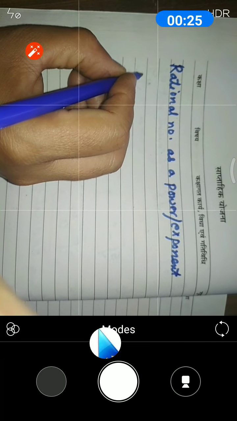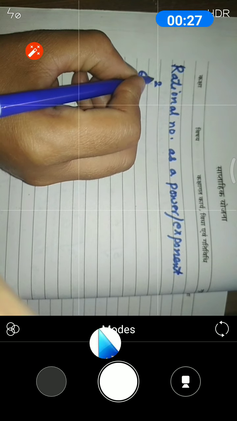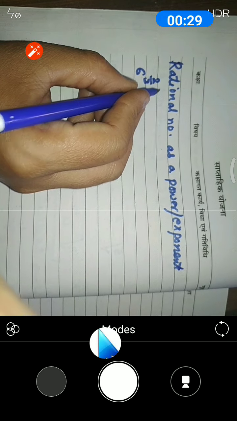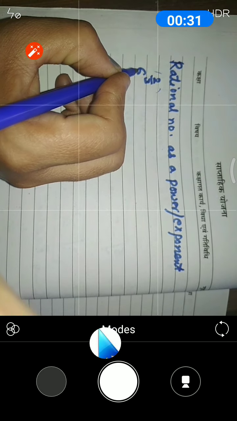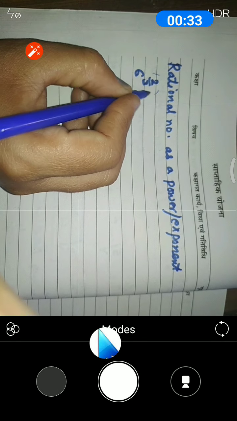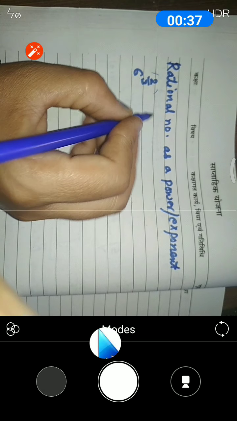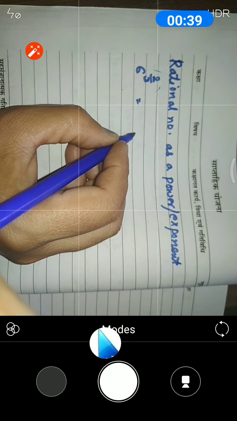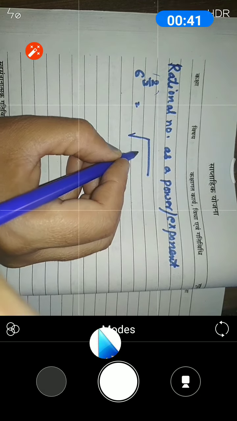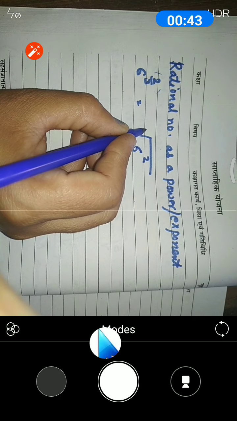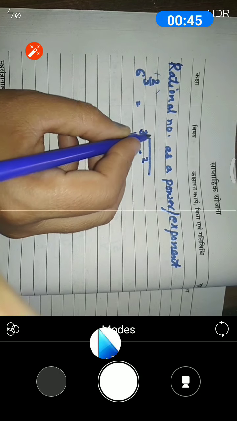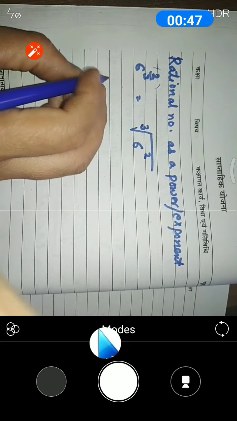For example, we have 6 raised to the power 2 by 3. Look, this is a number with a rational number as a power, or the power is in a rational form or in a fractional form. So we will write this number as the cube root of 6 raised to the power 2.